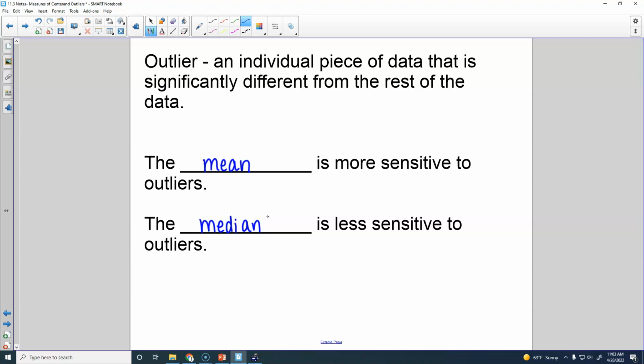But if we pick somebody who is not sensitive, then they're not going to react big to anything that you say, right? They're not going to have a big reaction to everything. So a mean being sensitive to outliers means that if you put an outlier in there, the mean is going to change a lot. But the median is less sensitive to outliers, so it might change, but it's not going to change as much as the mean, right? So that's what this means here.